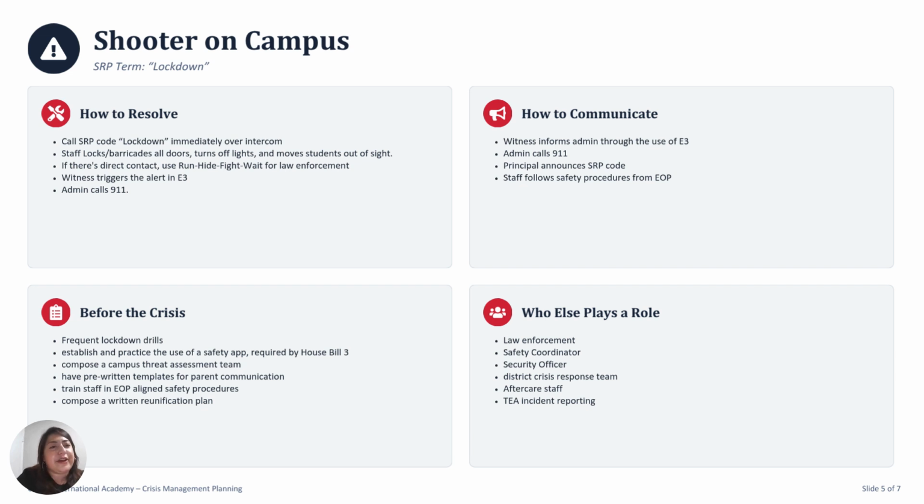So similarly to earlier, if we have an intruder on campus, and even more so, a shooter on campus, we're going to be calling the SRP code for lockdown. You will get the E3 alert immediately. You will not hear it over the intercom, especially if they are on our campus. It is highly recommended and highly mandated that you lock, lights out, out of sight. You want to make sure that you already have an idea of where students are going to be that is away from windows and out of sight completely. So if you have not already thought about that, please take that into consideration.